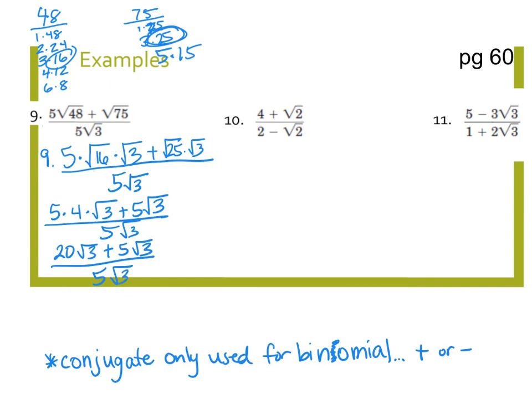And now I'm going to rationalize. Oh, actually, hold on. Those are like terms. 20 square root of 3 plus 5 square root of 3 is 25 square root of 3. I'm not going to have to rationalize on this one. And I have 5 square root of 3 on the bottom. This is all multiplication, so I can cancel out the square roots of 3. Square root of 3 divided by square root of 3 is 1. 25 divided by 5 is just 5. I did not even have to rationalize number 9.